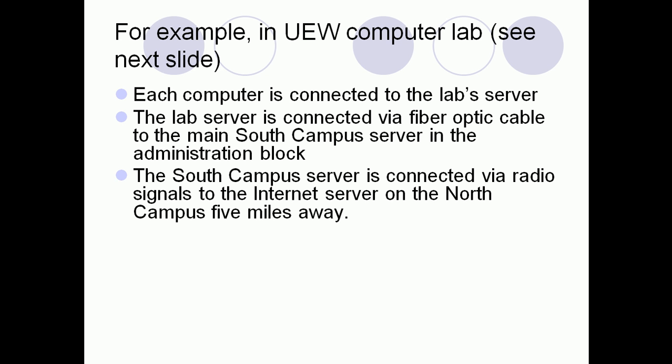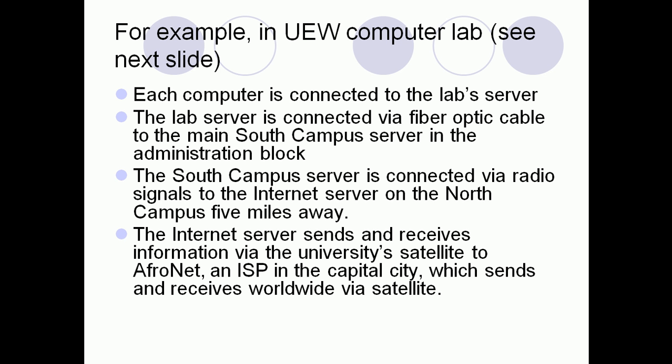I'm sure they've changed the radio signals to fiber optics. So it's the same thing. Whether it is radio or fiber optic, it is the same connection to the North campus. Then the internet server sends and receives information via the university satellite to Afronet. And Afronet is our internet service provider, which is in the capital. I don't know whether nowadays it's Vodafone that is managing that transaction, but this company, we can change at any time. So this internet service provider also sends and receives worldwide information via their satellite.